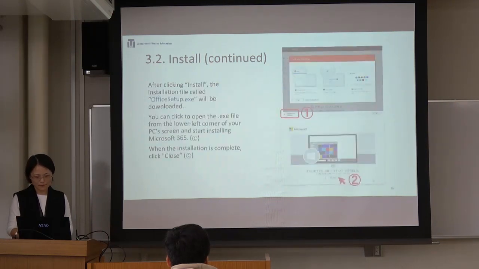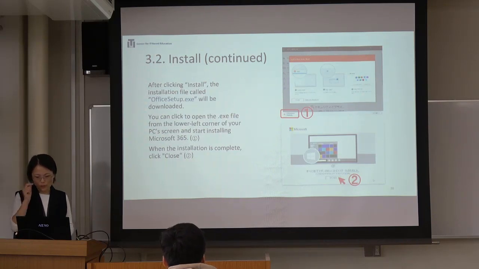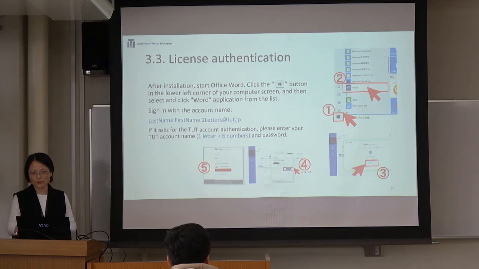Okay. So as you can see, this package has been downloaded to the local disk, as marked by the number 1. And after you download it, you just open it and install it as you install other software, following the instructions shown on the interface of the computer. And then you need to authenticate this whole package as the campus license under your account.